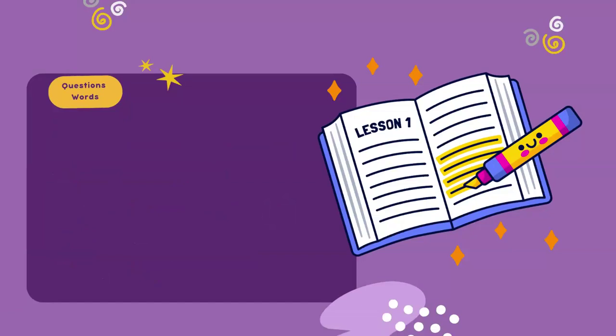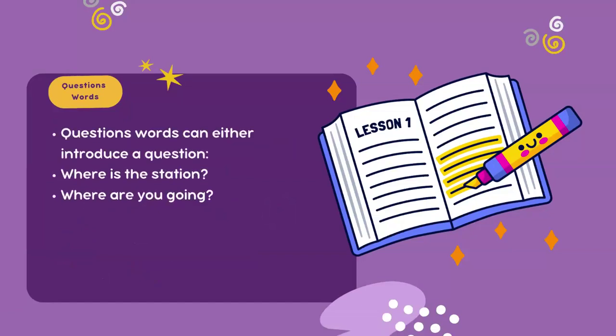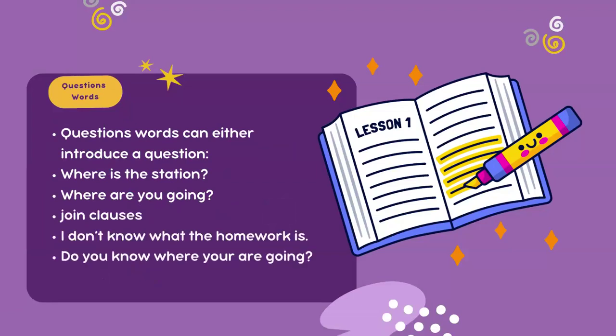Now, question words usually can either introduce a question, like this one, where is the station? Where are you going? But they can also join clauses. I don't know what the homework is. Do you know where you are going? If you see, when this is the case, we invert subjects and verbs.